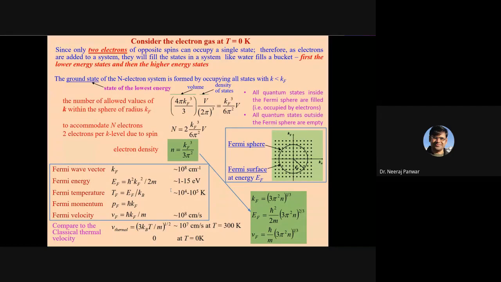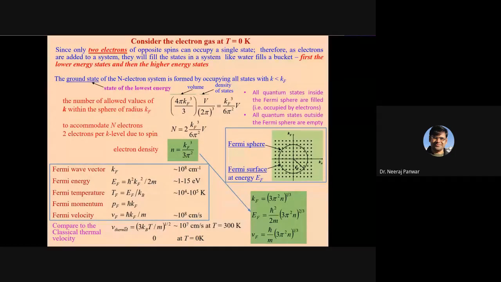But we can see that this is a much higher temperature in comparison to the melting point of the metals, but it is a theoretical temperature. Then for the Fermi momentum, we calculated the momentum associated with the electrons which lie at the Fermi surface. That momentum is known as the Fermi momentum. It is equal to h cross kf, and the Fermi velocity Vf is equal to h cross kf divided by m. We calculated the Fermi velocity from this relation, and it comes out to be of the order of 10 to the power 8 centimeter per second.